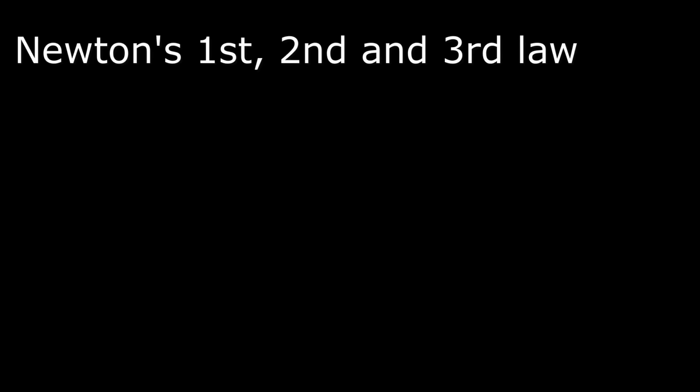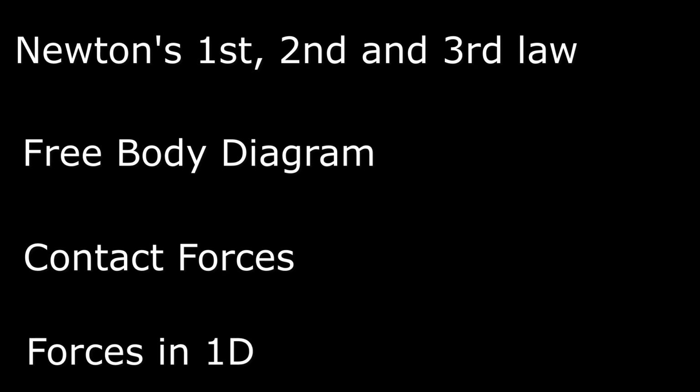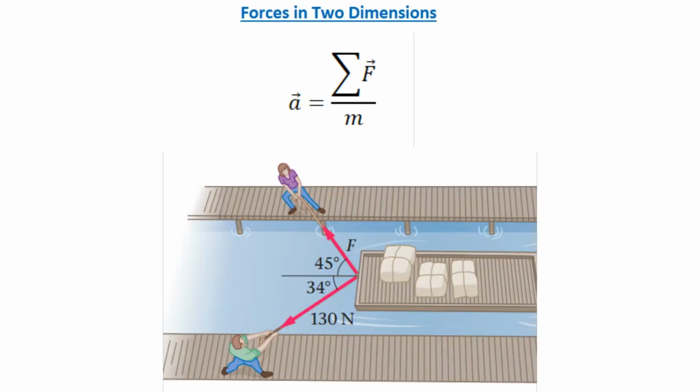So as of now in chapter 5 we have discussed Newton's first, second and third law, the free body diagram, the contact forces and the one-dimensional system where we consider forces in one dimension. Now we'll consider forces in two dimensions. From Newton's second law, we understood that the object's acceleration is equal to the net force acting on it divided by its mass. Now, if the forces are acting in more than one direction, then its acceleration is in the direction of the vector sum of the forces.